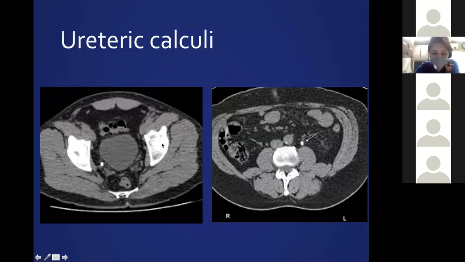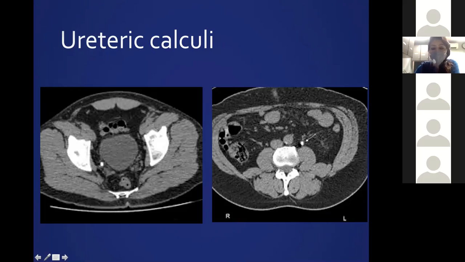Any calcific density seen on CT scan as well as on X-ray, on IVU, appears white, dense, just like bone. Anything which contains calcium appears white. So you can see an unusual white dot here adjacent to the urinary bladder on the right side. This is a calculus within the right ureter, just near the ureterovesical junction.